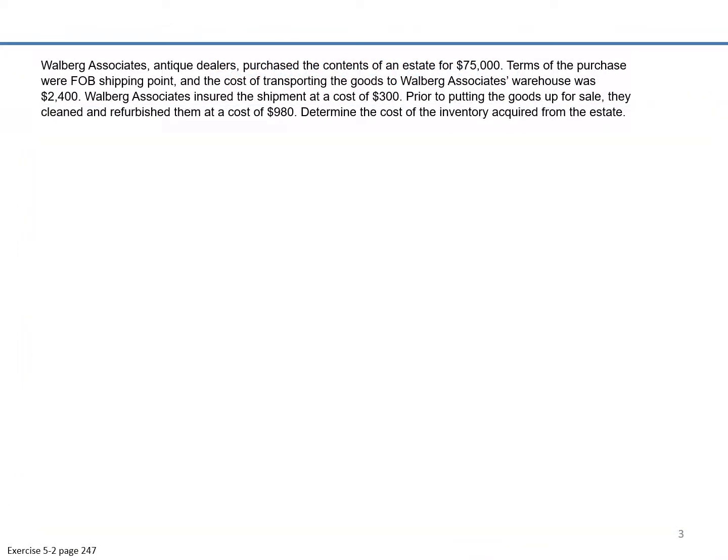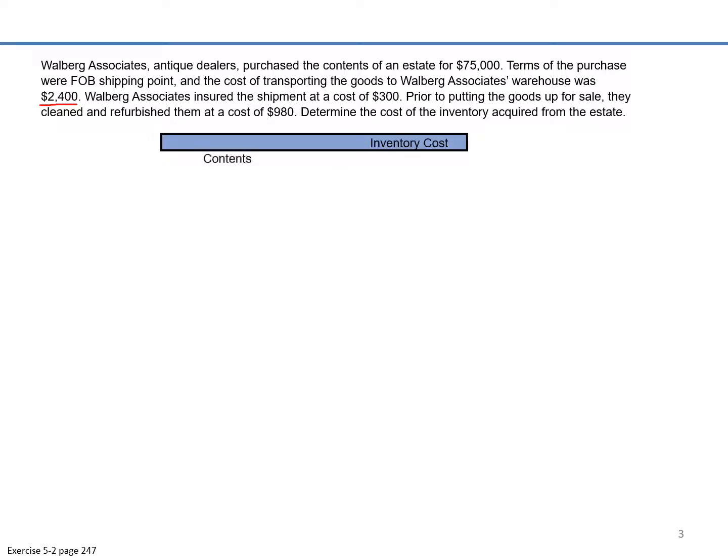Okay, so in our first problem, Wahlberg Associates purchased the contents of an estate for $75,000. The terms were FOB shipping point, which means Wahlberg is responsible for the cost of transportation, which they tell us was $2,400. Wahlberg Associates insured the shipment at a cost of $300. Prior to putting the goods up for sale, they cleaned and refurbished them at a cost of $980, and so we're supposed to determine the cost of inventory acquired from the estate.